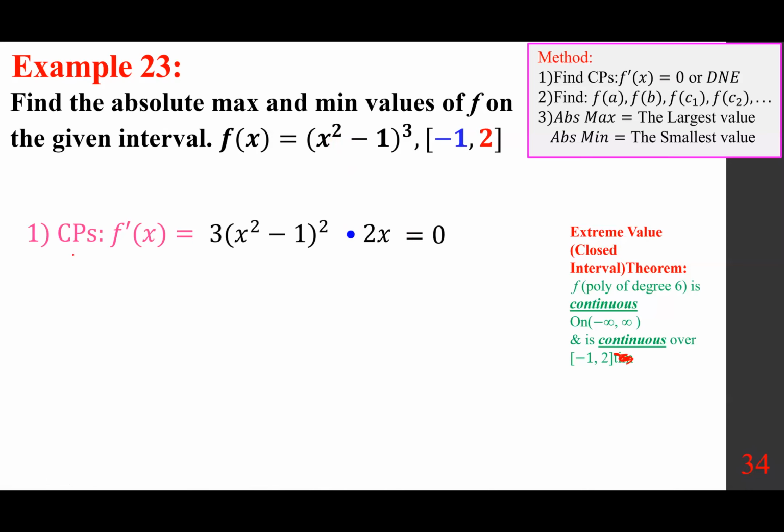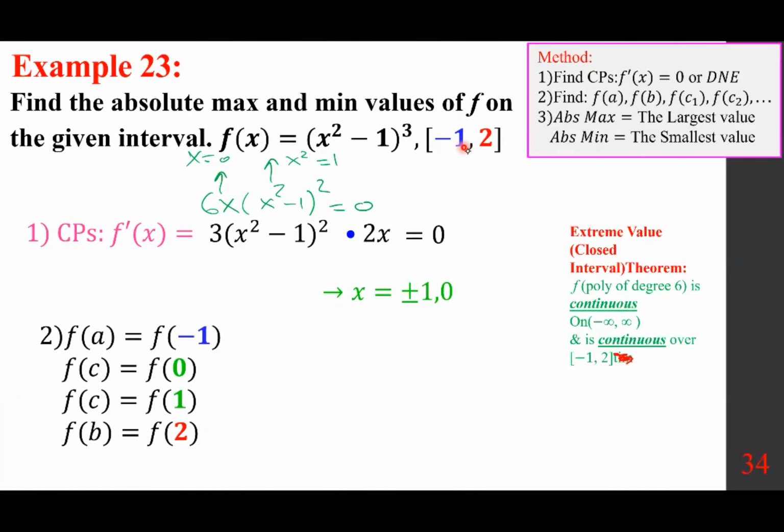If I were to rewrite it, and you don't have to, let's write it up here: 6x times x squared minus 1 is 0. This gives you x equals 0. This gives you x squared equals 1, which is plus minus 1. So there are 3 answers. -1 is one of the endpoints. 0 and 1 are in between, yes.